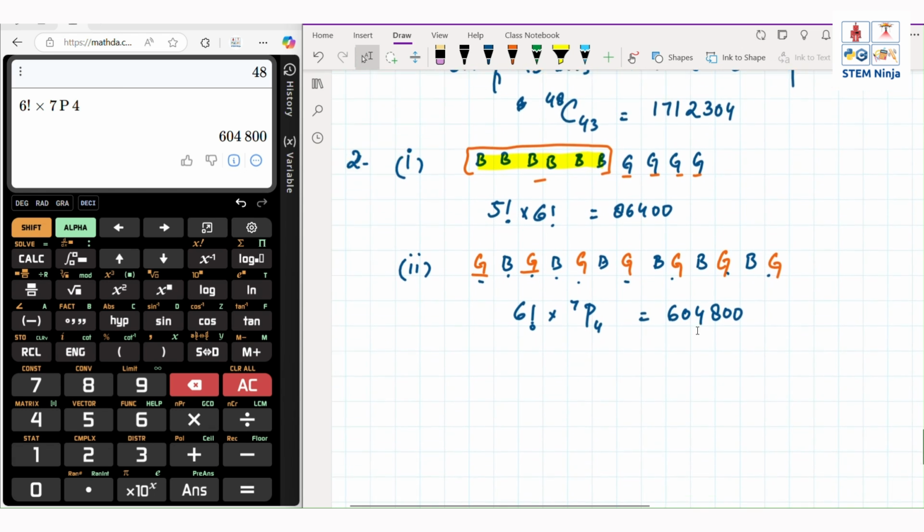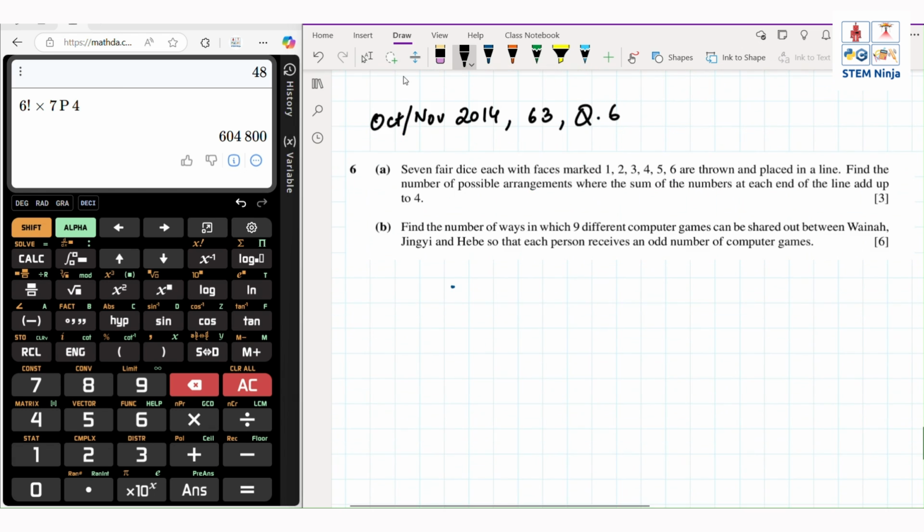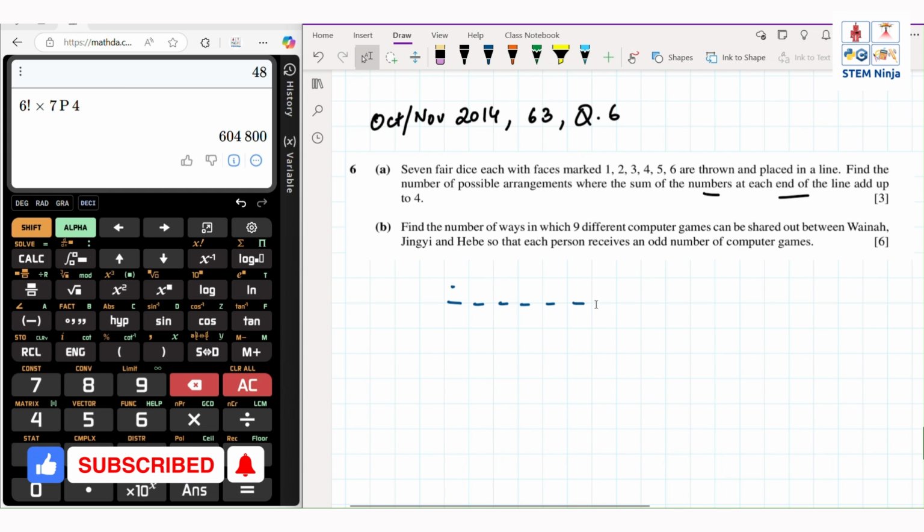Now let's do the 6-3 variant. All right, so let's see this. Part A. 7 paired dice, each with faces marked 1, 2, 3, 4, 5, 6, are thrown and placed in a line. Find the number of possible arrangements where the sum of numbers at each end of the line add up to 4. So we have 1, 2, 3, 4, 5, 6, 7, and we are summing up these two numbers over here.